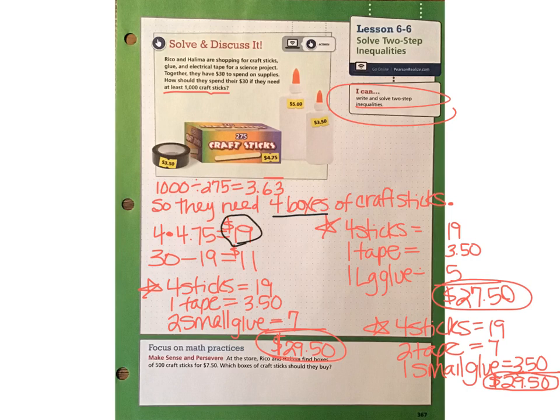And then if you take a look at what that leaves you with, you had $30 to start. You've already spent $19 of it to get the craft sticks. That means you have $11 left to spend on the tape and the glue. There are some different combinations that you can use to spend that $11, but you're never going to spend exactly 11. So keep in mind that your tape and your glue amounts cannot exceed $11. Are there any other solutions that you can think of that would work?